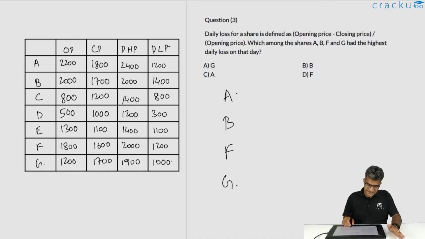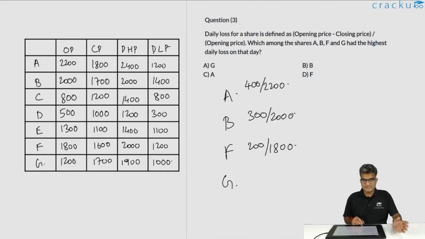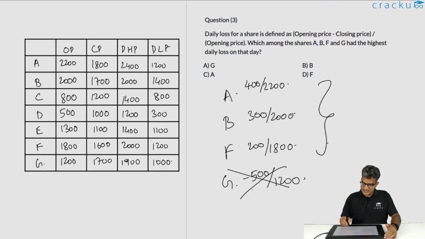For A, it is 400 divided by 2200. For B, it is 300 divided by 2000. For F, it is 200 divided by 1800. For G, the opening price is actually less than the closing price. This is actually profitable, so this is minus 500 divided by 1200. So we can actually ignore this. That is negative.